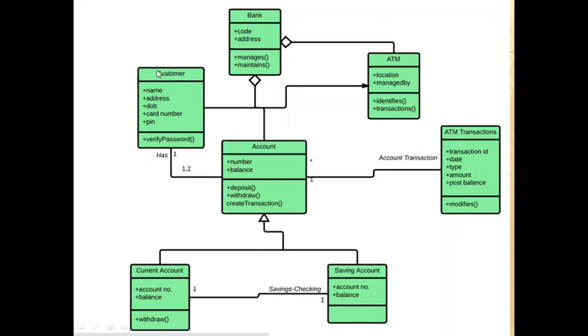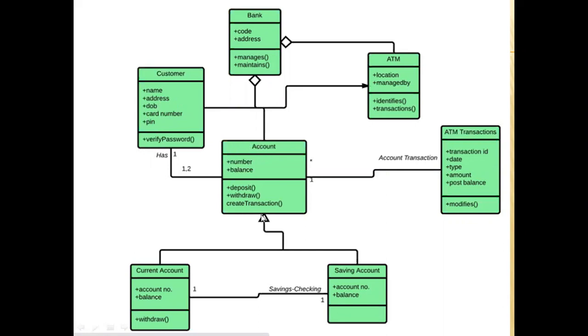So the customer is another object, because every bank has some customers. There is some relation from bank to customer. The customer has some properties, and it performs some operations. Suppose every customer has a name, address, date of birth, and ATM card number. And the next ones are PIN number and account. Every customer has some account.